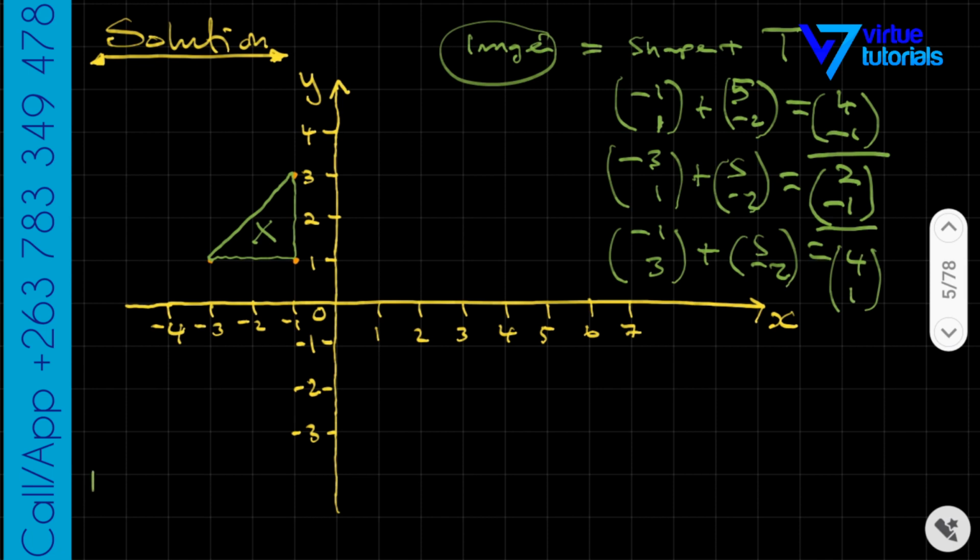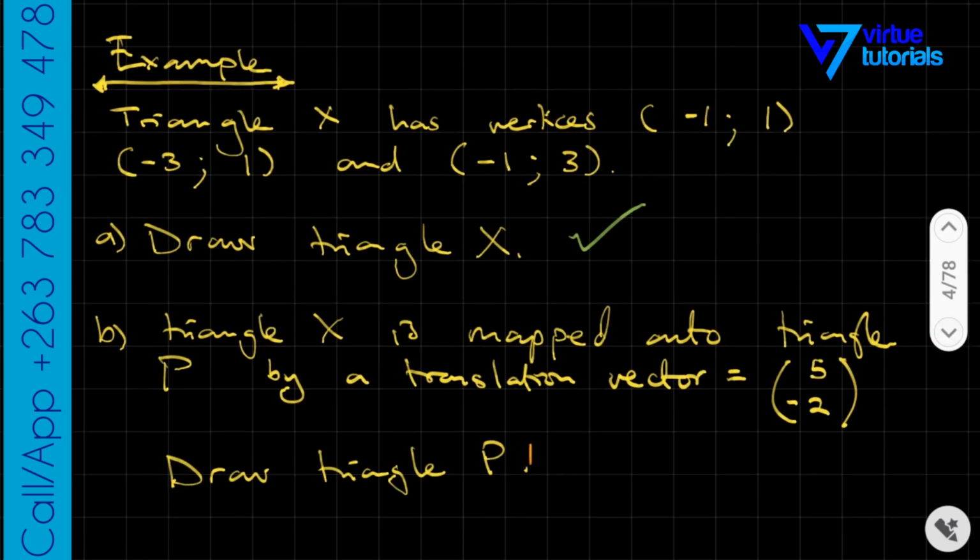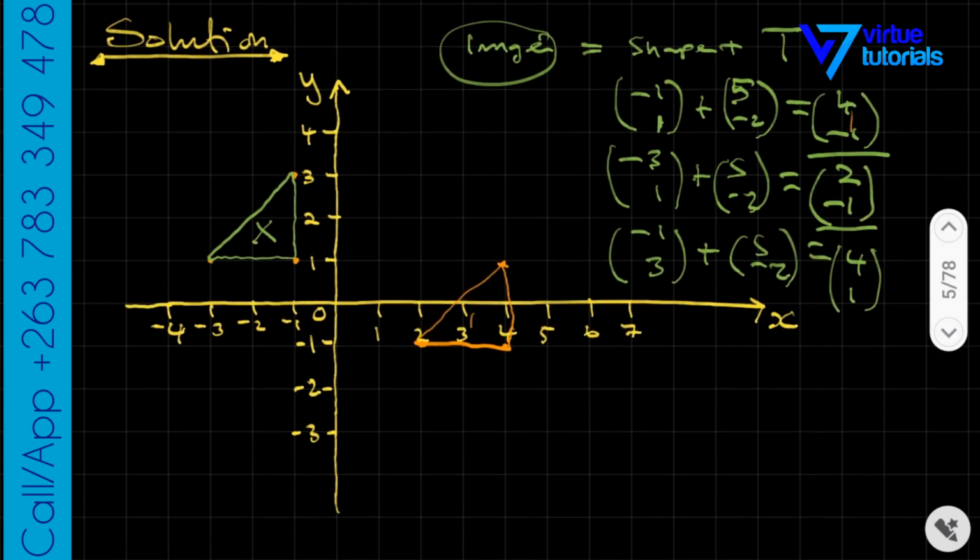So let's draw it. So (4, -1), that's our vertex there. (2, -1), that's our second vertex there. (4, 1), that's our third vertex there. So we can draw our shape there. So that's our resulting shape. That's our triangle P. So that's how you translate a shape.